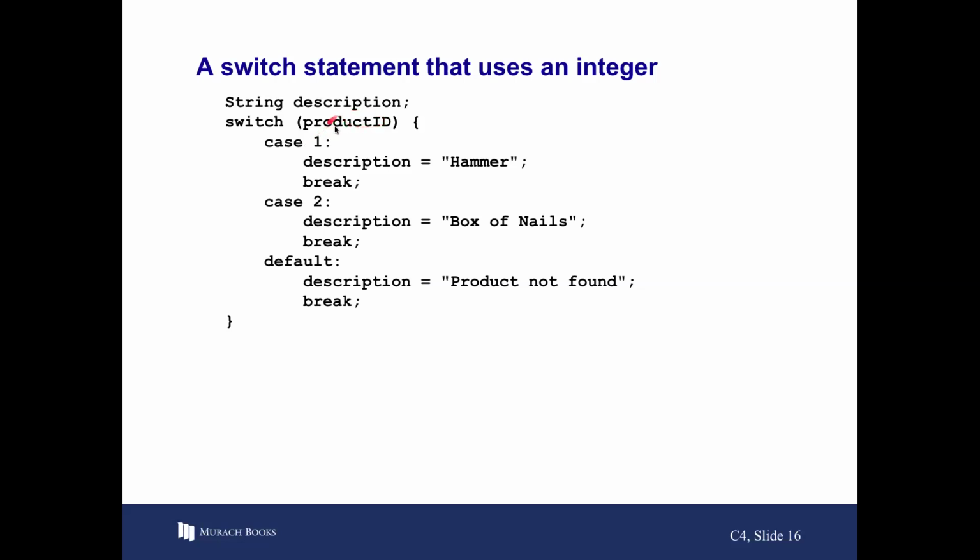This takes product ID, and if product ID is equal to 1, then we're going to run this code. If it's equal to 2, we're going to run this code. If it's equal to anything other than 1 or 2, then we run this code. Notice at the end of each case, there's a break statement. You must do this. If you do not put the break statement in, if case 1 is correct and there's no break, we'll do case 2 as well. So you've got to make sure that you put the break statement in here. Otherwise, your code will not operate correctly. So always make sure you have that in there.